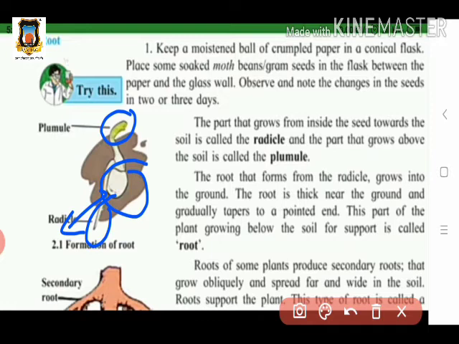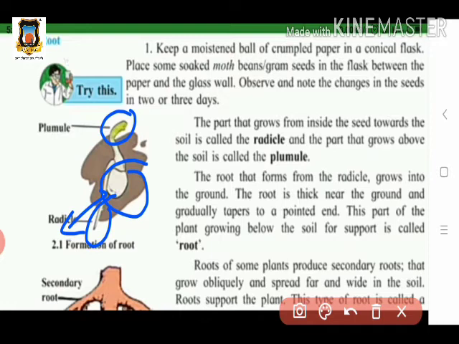So the root that forms from the radicle grows into the ground. So this root is formed by the growing radicle. The root is thick near the ground and gradually tapers to a pointed end. Means if we observe the size of the root, it is thick near the ground level, and if we go inside the soil, it tapers, means it gets thin towards a pointed end. Okay, so this part of the plant growing below the soil for support is called root.